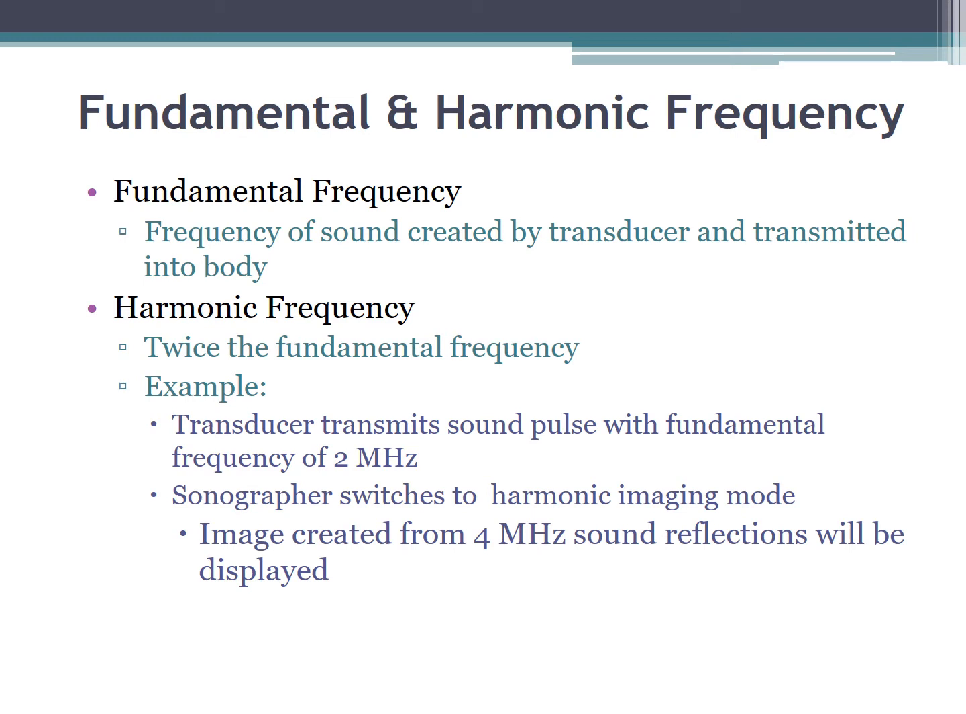Harmonic frequency then is considered to be twice the fundamental frequency. Remember that, twice the fundamental frequency. So for example, if a transducer transmits a sound pulse with a fundamental frequency of 2 megahertz, and we are introducing harmonic imaging mode, then the image is only going to be created from 4 megahertz sound reflections.